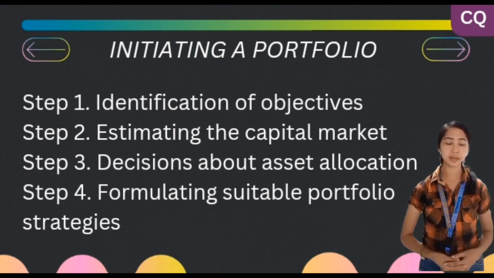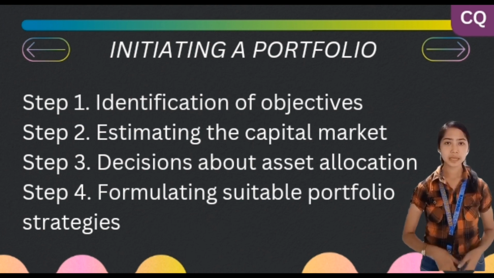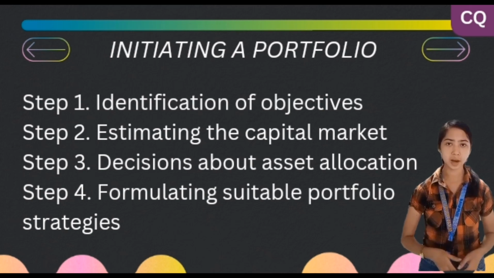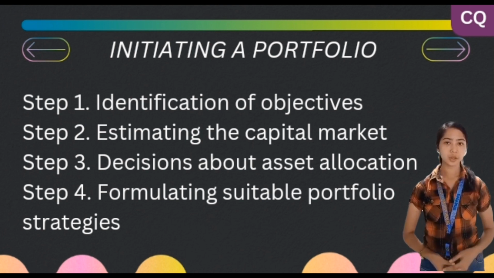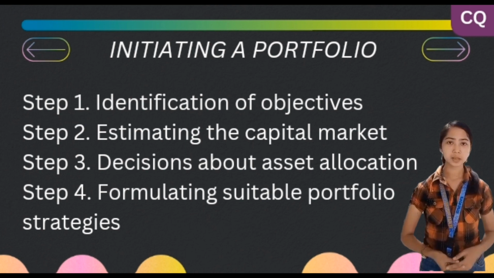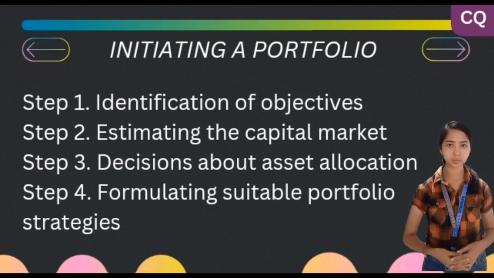Step 2 is estimating the capital market. Here, expected returns and associated risks are analyzed to take necessary steps. Step 3, decisions about asset allocation. To generate earnings at minimal risk, sound decisions must be made about the suitable ratio or asset combination.